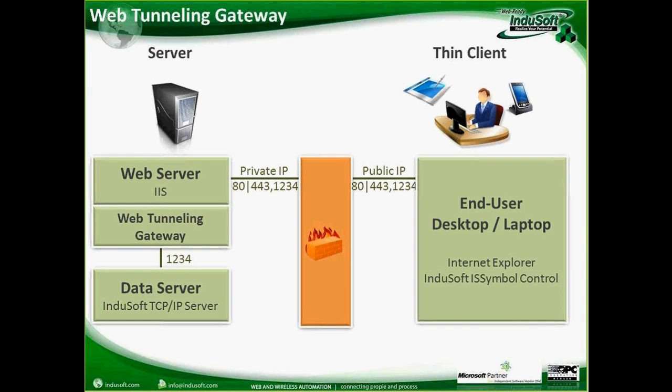So we're basically going to encapsulate the port 1234 traffic and deliver it on the same interface. Once the web server gets that, it's going to pass it through something we call the web tunneling gateway. The web tunneling gateway will basically split the web traffic from the data server traffic. The web server traffic will go back through the web server and do what it would normally do, and the data server traffic will be forwarded to the InduSoft runtime application to be processed, and then data goes back to the client the exact same way.